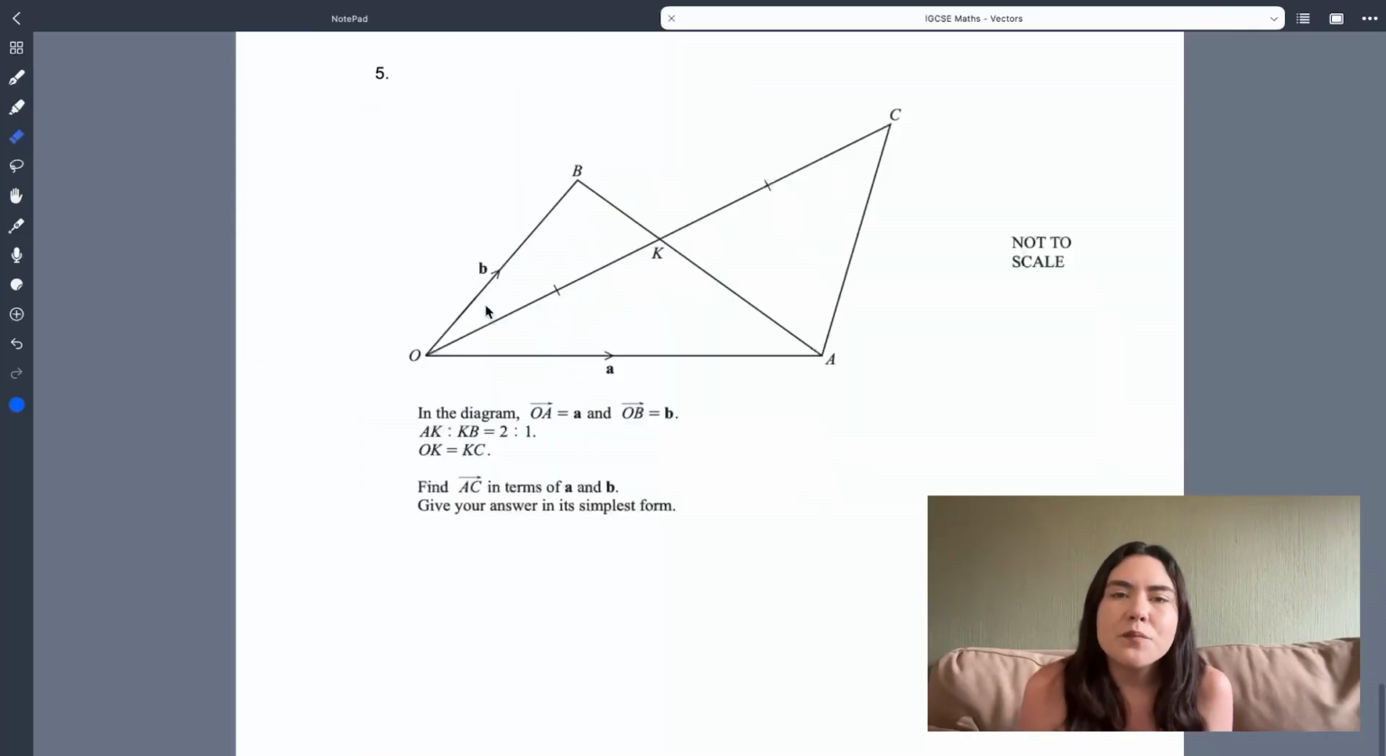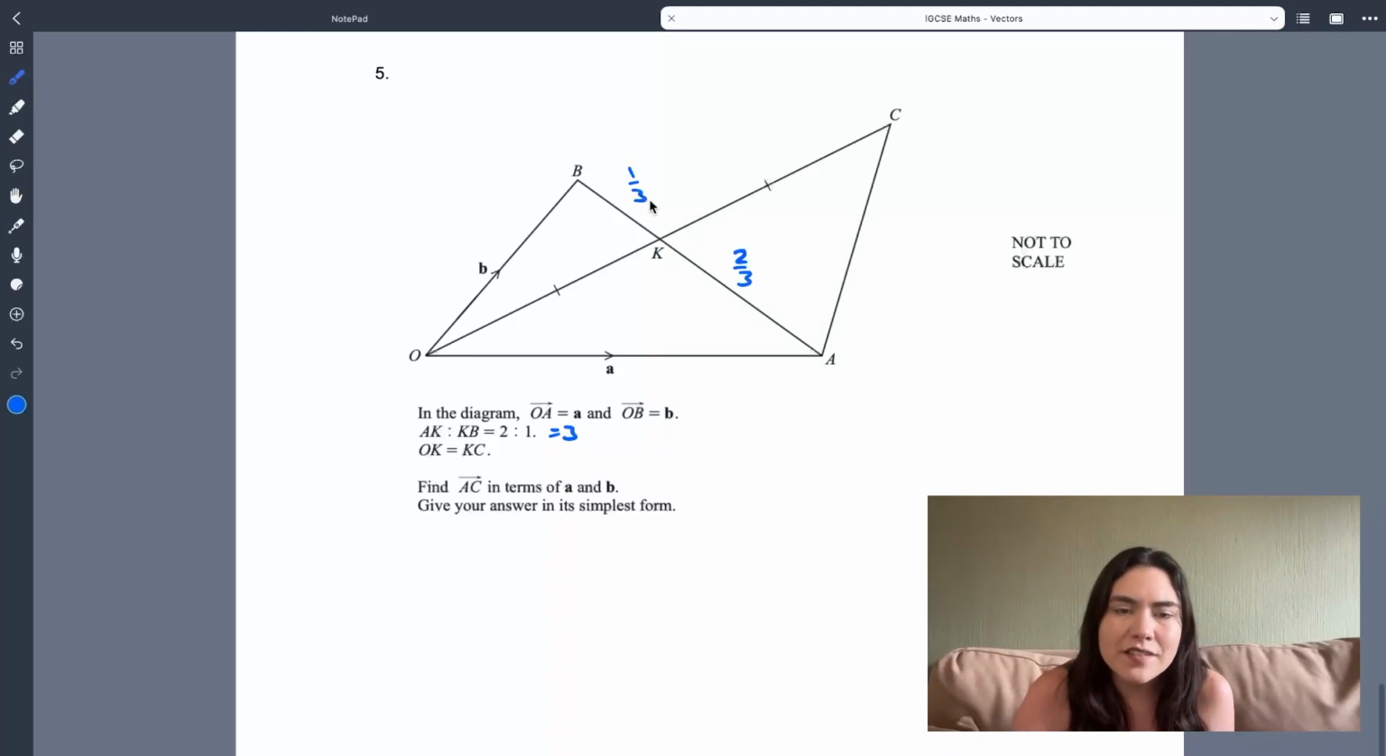All right, let's approach question 5. So basically, let's read the question and investigate the diagram. In the diagram, O to A is A and O to B is B, as shown on the diagram. Now we know that A to K and K to B is 2 to 1. So again, we add them together. So A to K is 2/3 and B to K is 1/3.